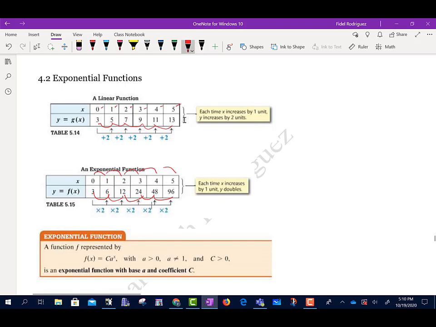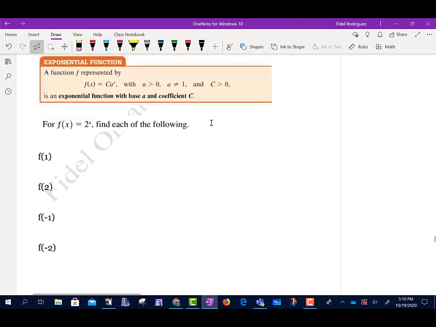We have a definition here, and it says a function f represented by f of x equals c times a to the power x, where a is positive, that's all this means. A is greater than 0 means a is positive, but it's not equal to 1, and the number c is also positive. This is what we call an exponential function.